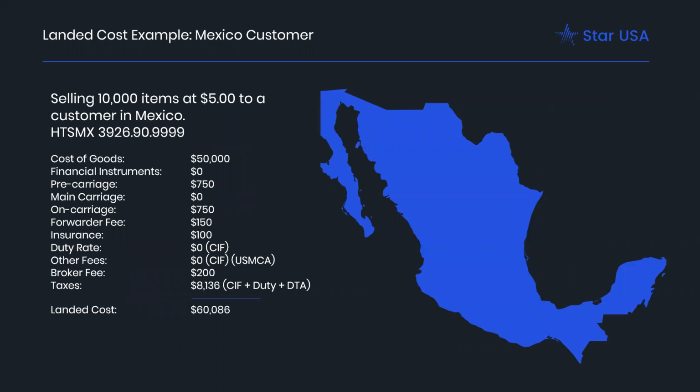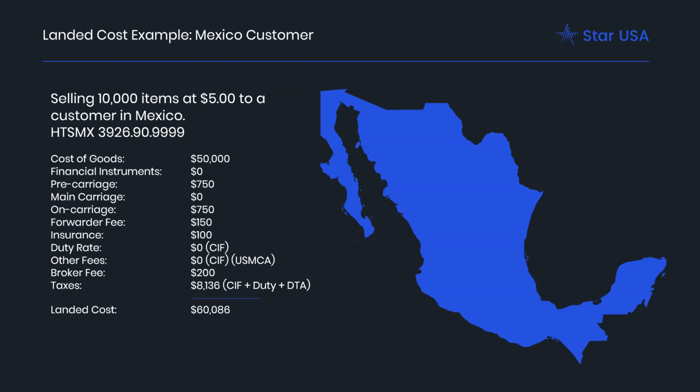Okay. We're going to contrast now a sale example. This is a landed cost selling 10,000 items at $5 a piece to a customer in Mexico. HTS 3926.90.99, other articles of plastic. The cost of goods is $50,000, 10,000 times 5. $0 in financial instruments, pre-carriage $750, on carriage $750 because the carriage is split going to Mexico most times. Forward fee, insurance are on there, same as they were before.